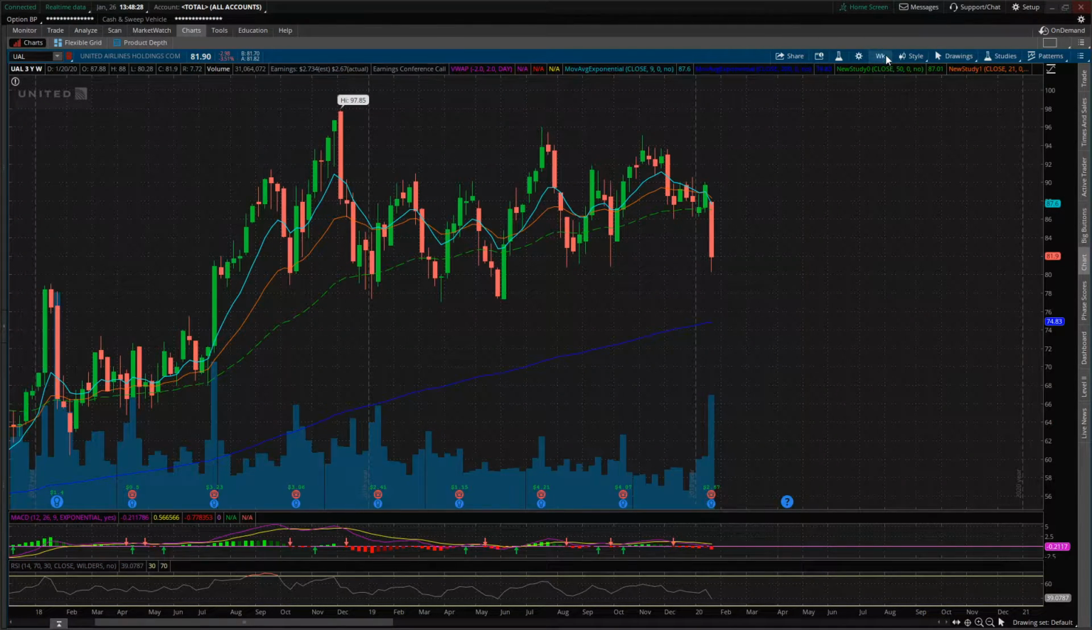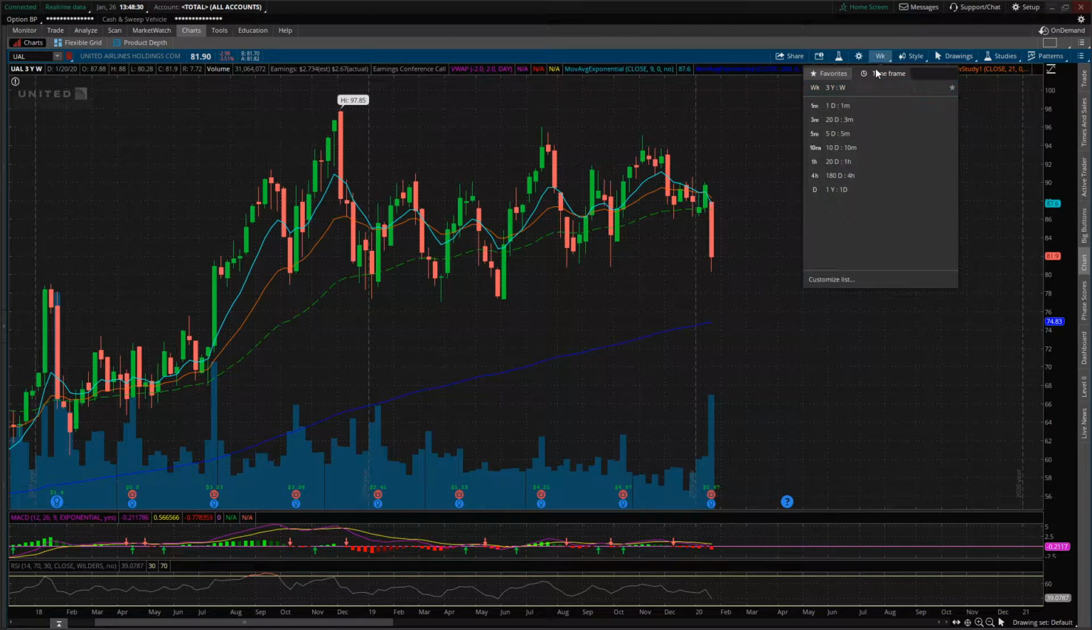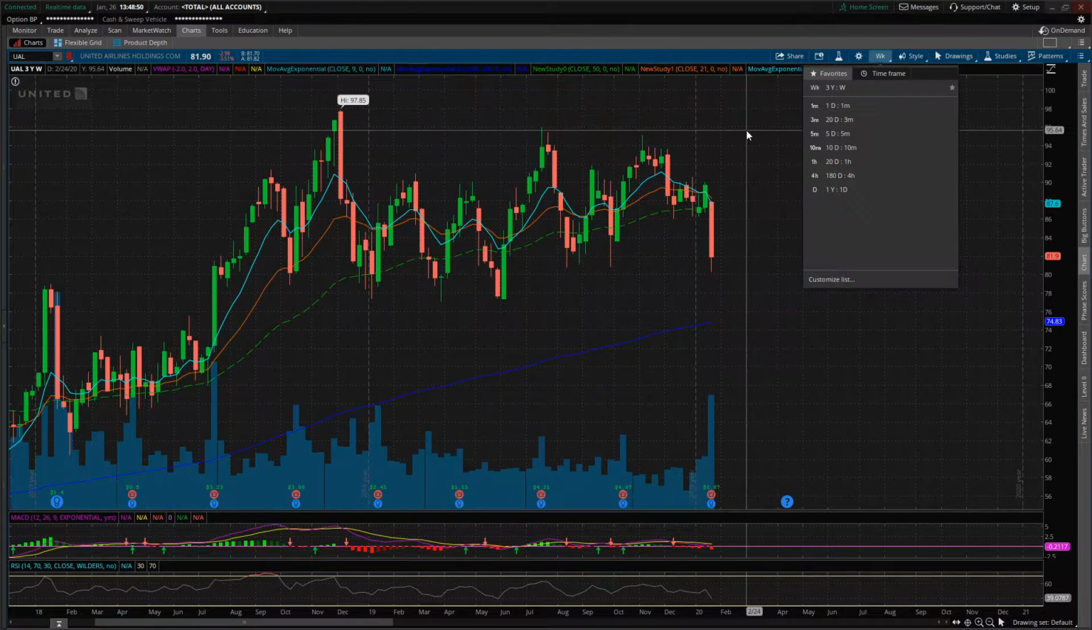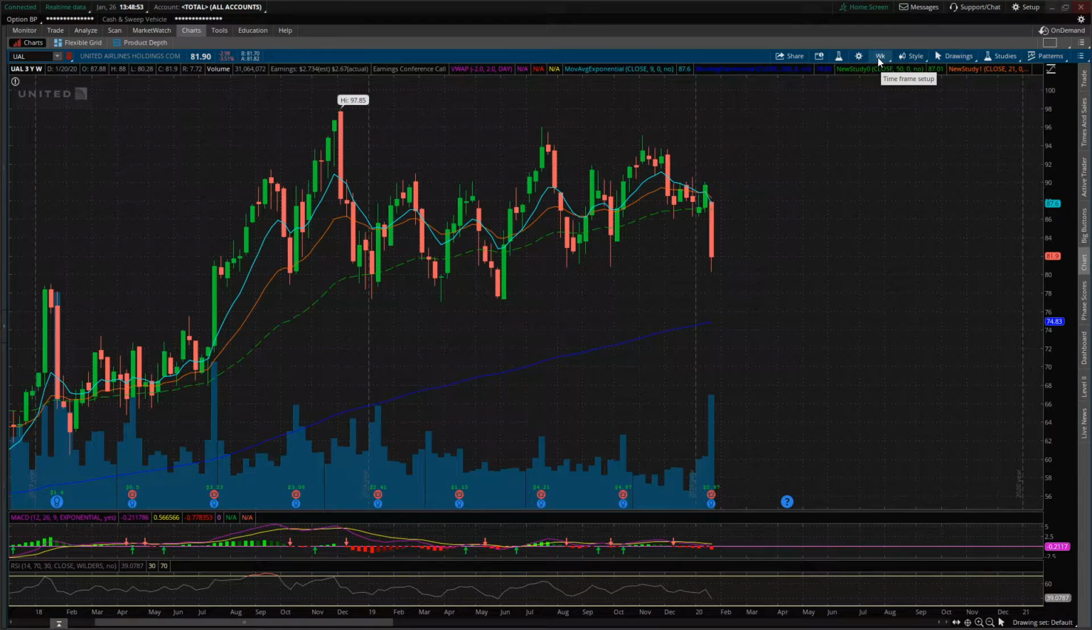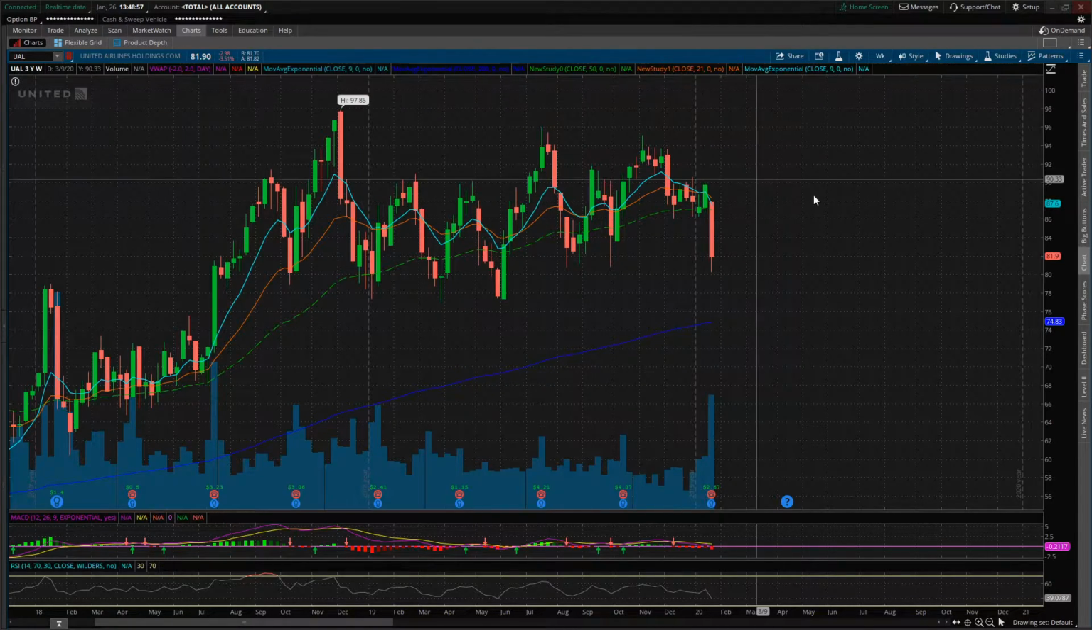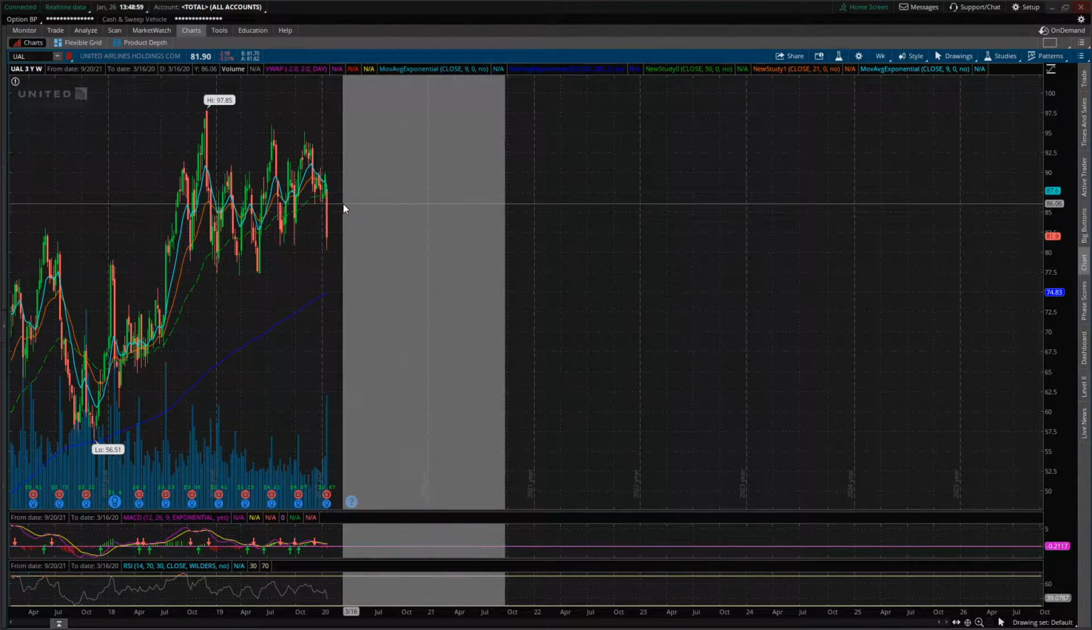On Thinkorswim here, I actually have this pulled up on my weekly chart. You have your daily, 1 hour, 5 minute chart. Resistance and support can be found on any of these time frames, but they're most widely used and most effective on the larger time frames. Okay, so the daily chart, the weekly chart, the 4 hour chart. That's what we're looking at here. So I have the weekly chart pulled up here for ticker UAL. This is United Airlines.